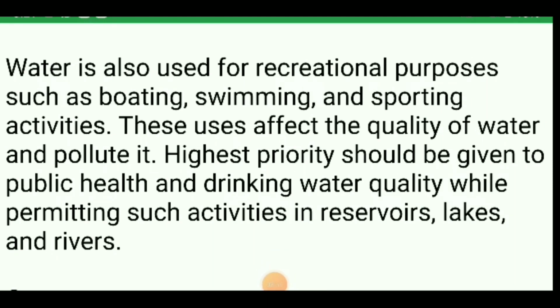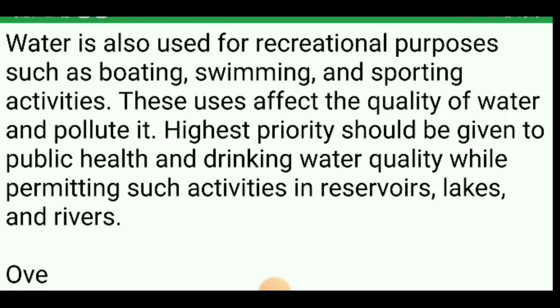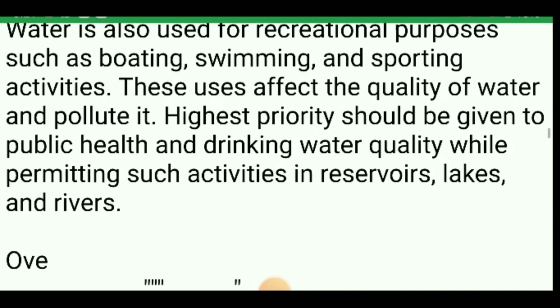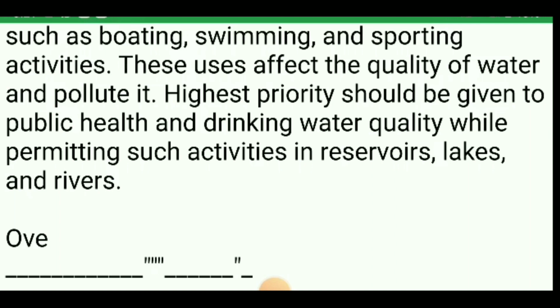Water is also used for recreational purposes such as boating, swimming, and sporting activities. These uses affect the quality of water and pollute it. Highest priority should be given to public health and drinking water quality while permitting such activities in reservoirs, lakes, and rivers.